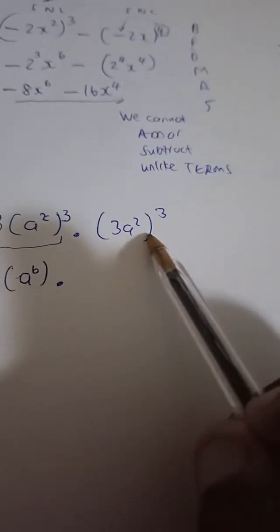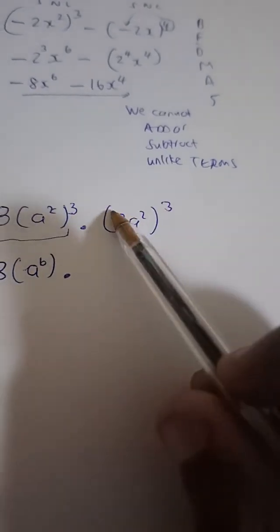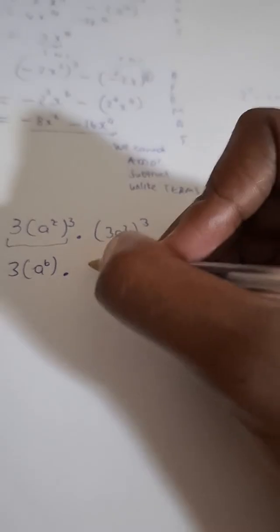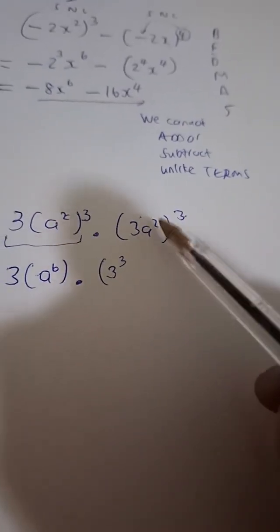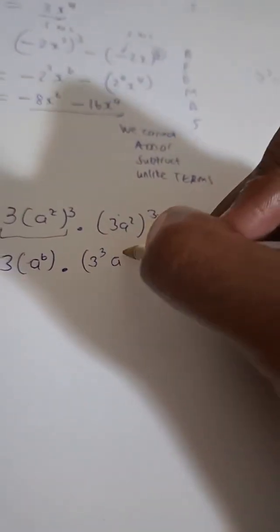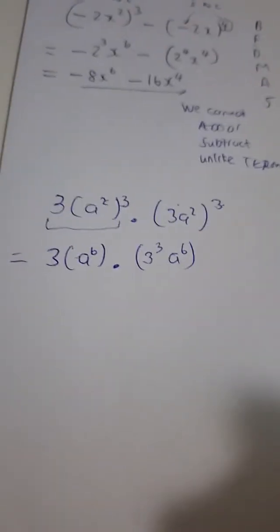We go to this bracket. We apply the exponent to the sign, it will be positive. We apply the exponent to the number, it will be 3 to the power 3. We apply the exponent to the letter's exponent, we get a to the power 6.